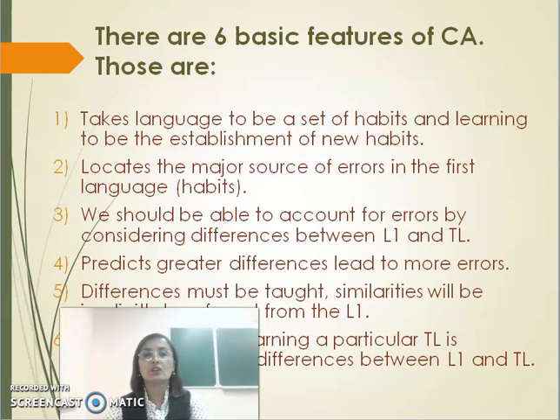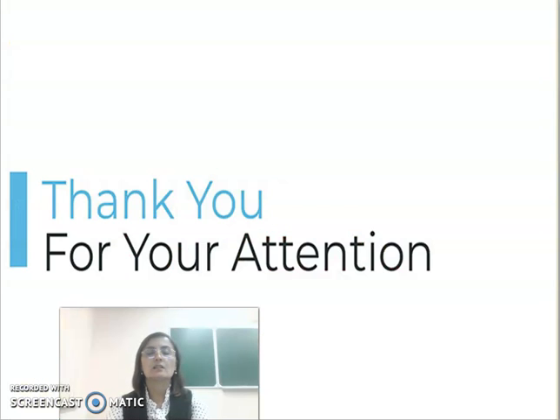There are 6 basic features of contrastive analysis. First, it takes language to be a set of habits and learning to be the establishment of new habits. Second, it locates the major source of errors in the first language. Third, we should be able to account for errors by considering differences between the first language and the target language. Next, it predicts that greater differences lead to more errors. Differences must be taught. Similarities will be implicitly transferred from the first language. Difficulty or ease of learning a particular target language is determined by the differences between the first language and the target language. So, dear students, that is all about the role of mother tongue in teaching and learning a foreign language.